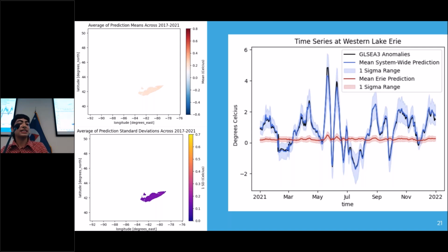It was pretty confidently incorrect. So we saw that one single training day was not enough information for Lake Erie, likely due to its size. It has the smallest amount of information when you look at one single training day.